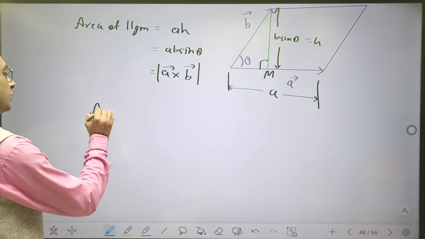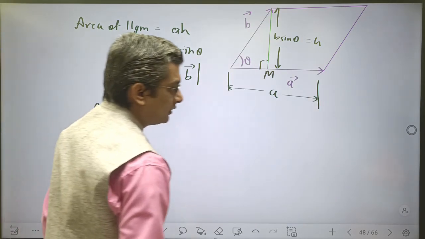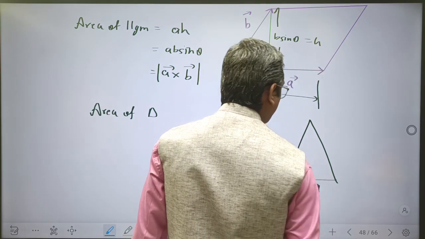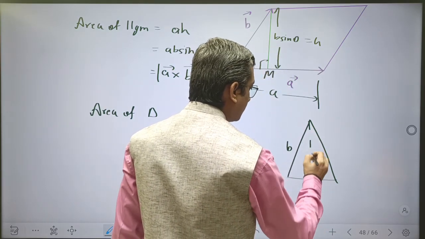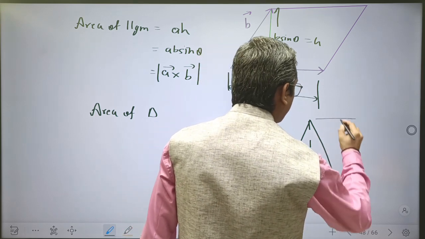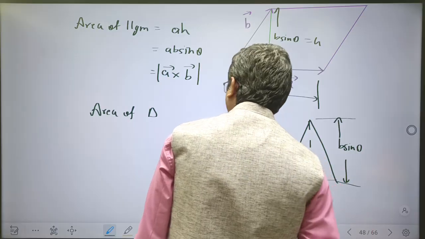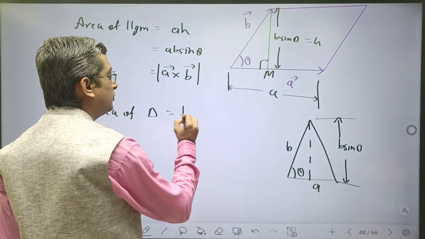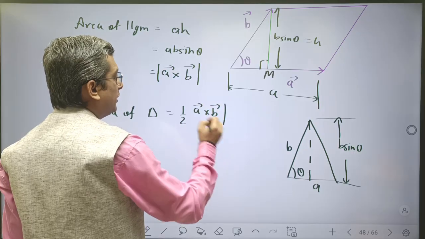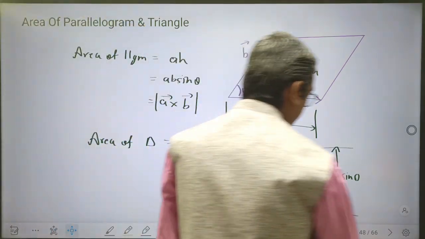Similarly, if you wish to write the area of a triangle, then you can draw any triangle. I am drawing it roughly. This is A, this is B, isn't it? This is theta. So this height is given by again B sine theta. So the area of the triangle is given by half base into height. So this will be half AB sine theta, that is half the magnitude of A cross B. So this is the area of the parallelogram and triangle in terms of cross product.